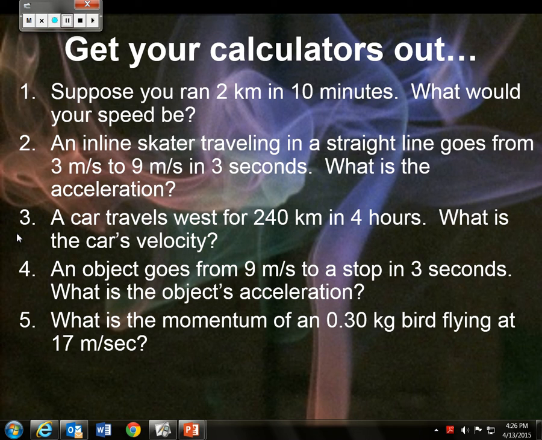Okay. Number 3, a car travels west for 240 kilometers in 4 hours. What is the car's velocity? Velocity is the same as speed, so distance divided by time. 240 divided by 4. Number 4, an object goes from 9 meters per second to a stop in 3 seconds. What is the object's acceleration? Okay. Final velocity, 0, stop to 0, minus initial velocity, which is 9, so 0 minus 9, divided by 3.